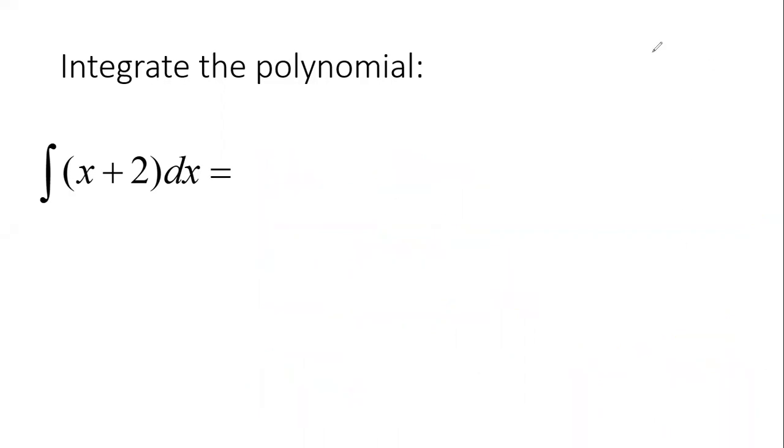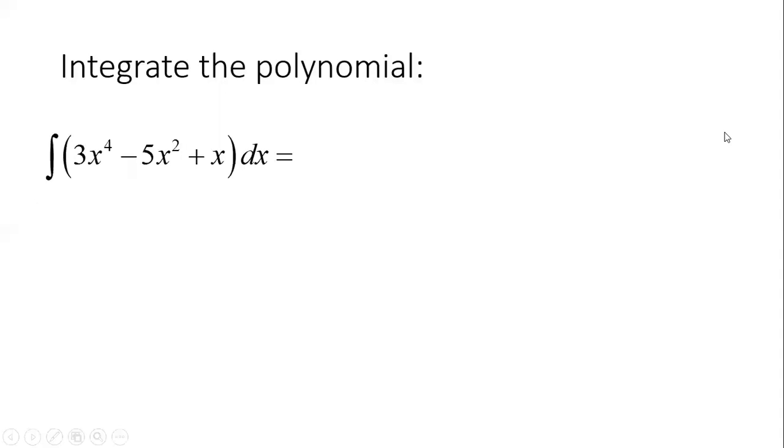Okay, 2 more examples here. We've got a couple things we're going to do. First off, there's a subtraction and an addition, so let's split this up into 3 separate integrals. We're going to have the integral of 3x to the 4th power minus the integral, these all have dx's on them, by the way, of 5x squared dx plus the integral of x dx.